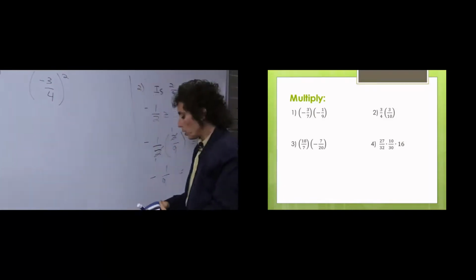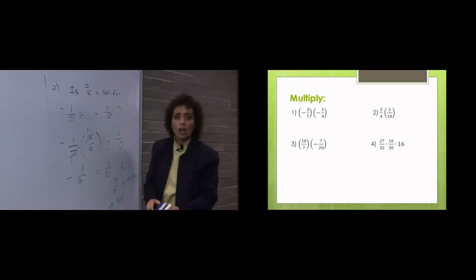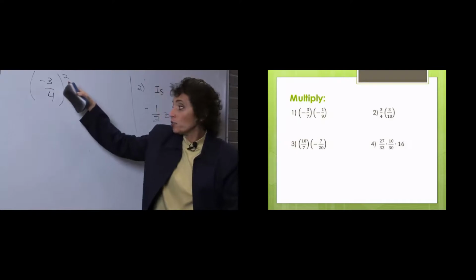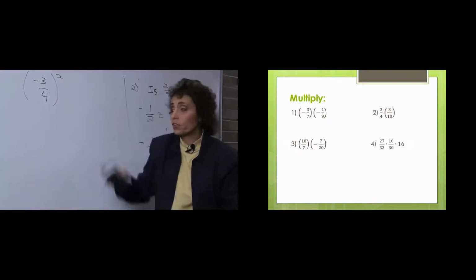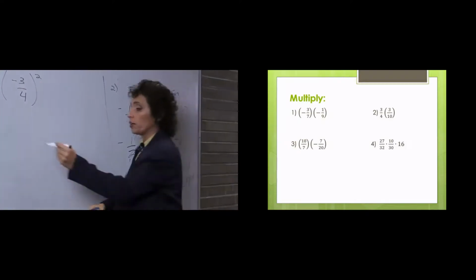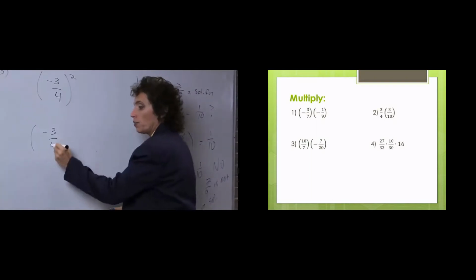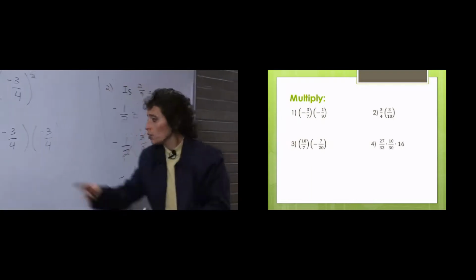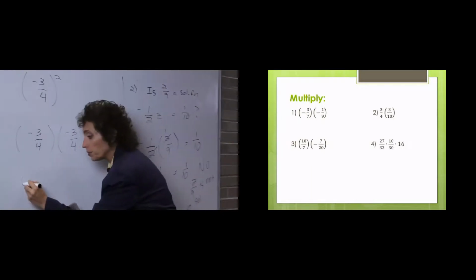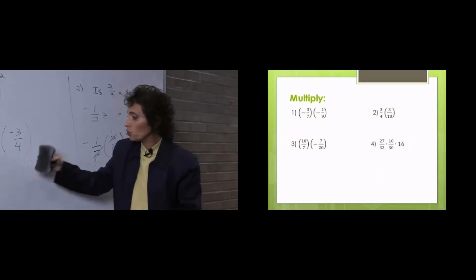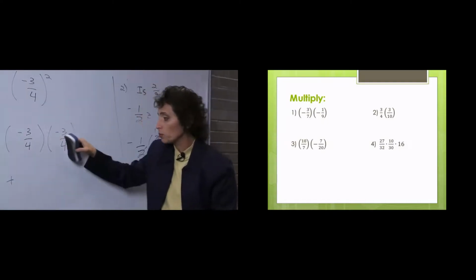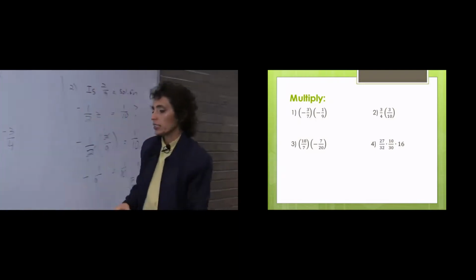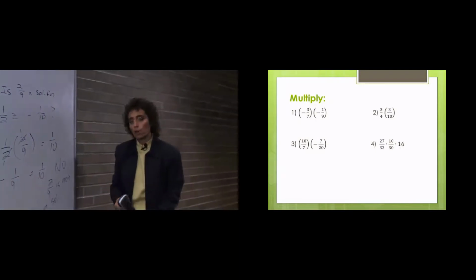Negative 3/4 quantity squared. Okay. Remember that the exponent only works on what's to its immediate left. So if this 2 falls, it will fall on the parentheses. Means that whole thing is being squared. So we have negative 3/4 times negative 3/4. Again, take care of the sign. The signs are the same, so it's positive. There's nothing I can reduce, so I'm just going to multiply straight across. 3 times 3 is 9. 4 times 4 is 16. So we get 9/16.